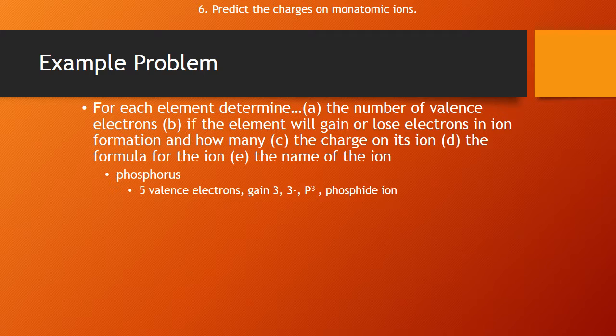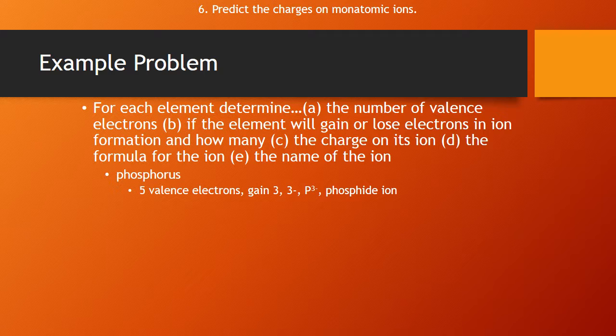Again, just to review, phosphorus, group 15, so 5 valence electrons. It's going to gain 3 electrons to fill its octet, which means it will have a charge of 3 minus. Here is the formula, P3− with the superscript there. And then the name would be the phosphide ion. Notice it's not the phosphorus ion. We use the -ide ending.